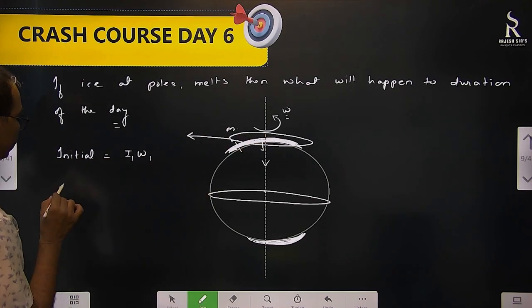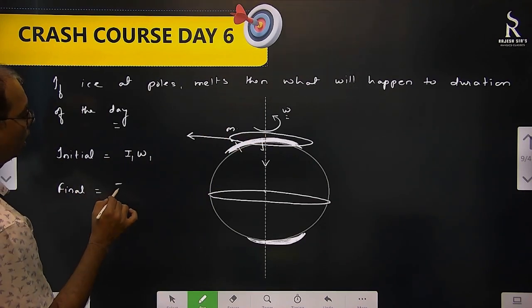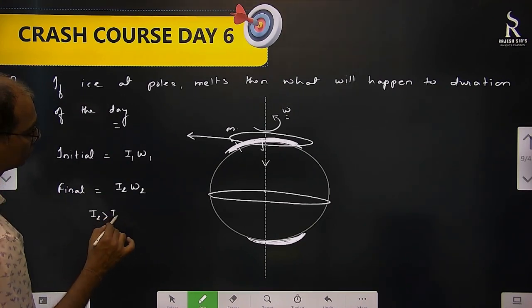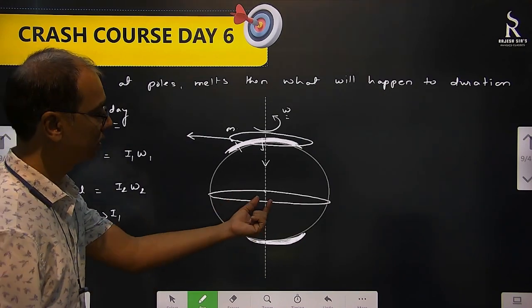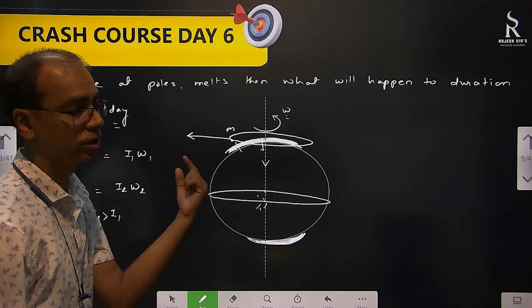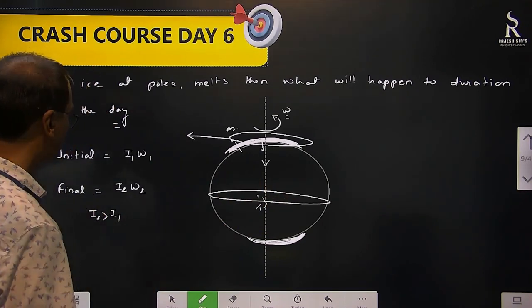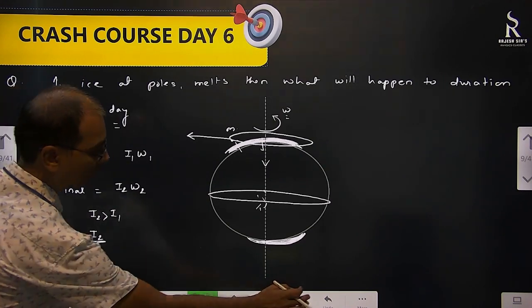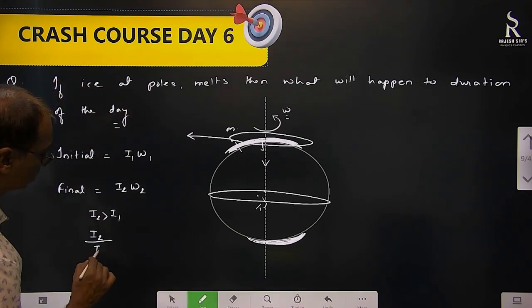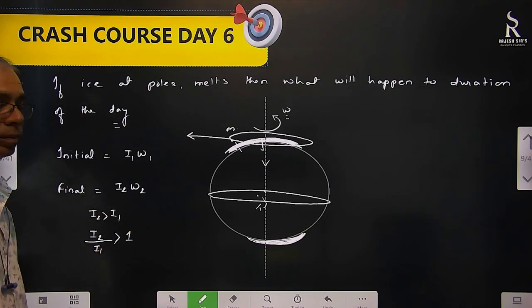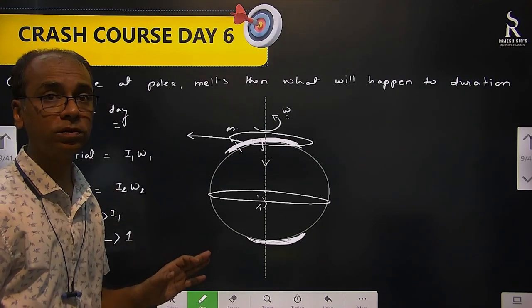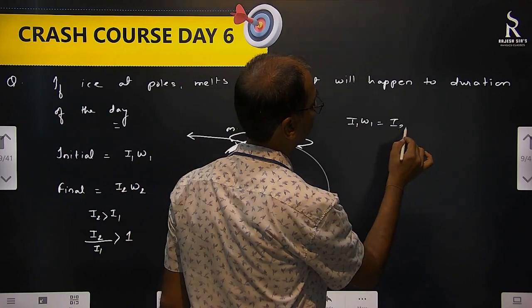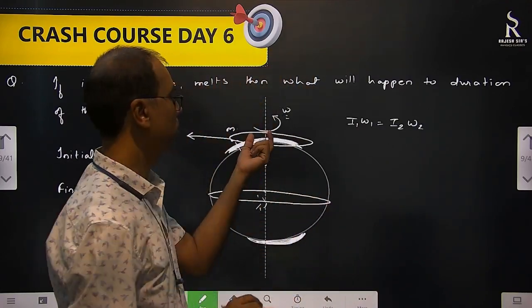Finally, I2 omega 2. Now what we are saying is I2 is greater than I1, because here mass is coming and moment of inertia has increased because radius is increased. So I2 by I1 is greater than 1. Correct? And from here we know that angular momentum is conserved. It means I1 omega 1 equals I2 omega 2. Right? Initial angular momentum, final angular momentum.